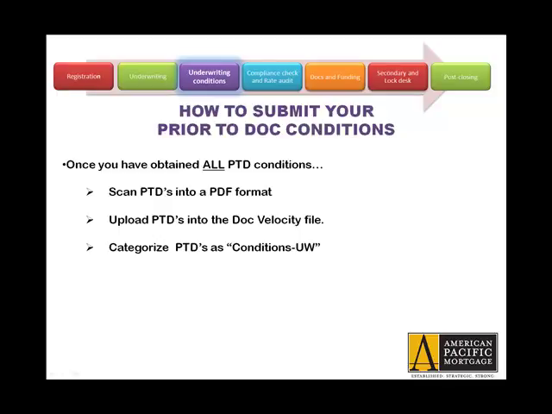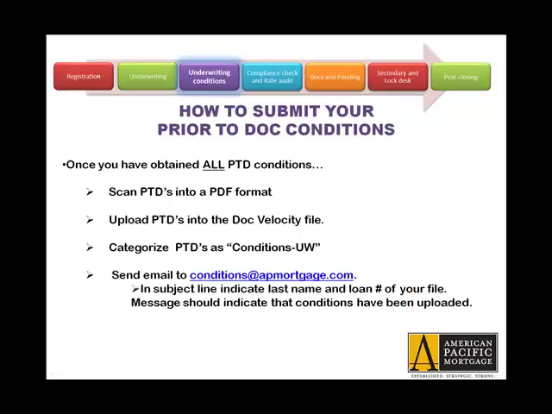In addition to uploading the conditions, the processor will also need to send an email to the conditions email box, conditions@apmortgage.com. For the Northwest Pacific branches, you would send them to northwestconditions@apmortgage.com. This email will alert the fulfillment centers that conditions have been uploaded to DocVelocity and should be placed in line for review. Once the conditions are received, they are immediately sent to your assigned underwriting team for review.